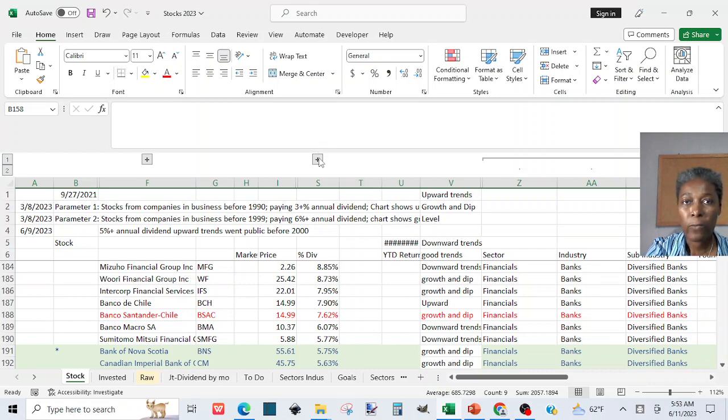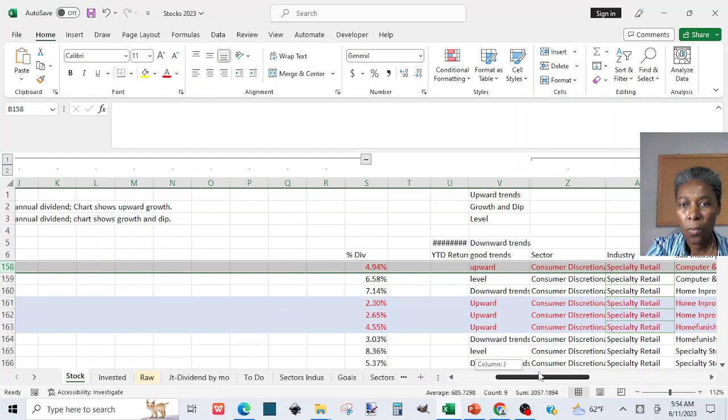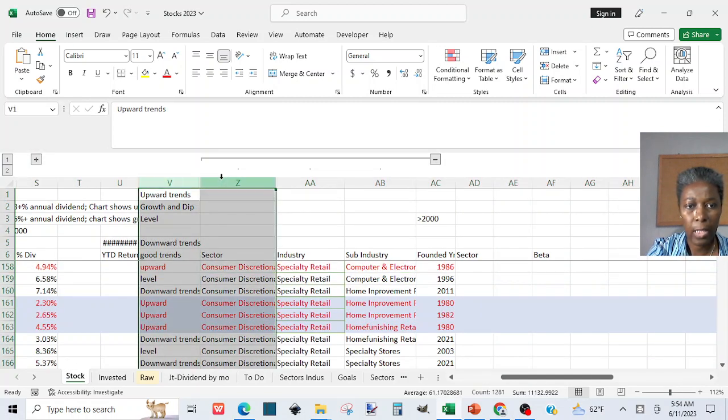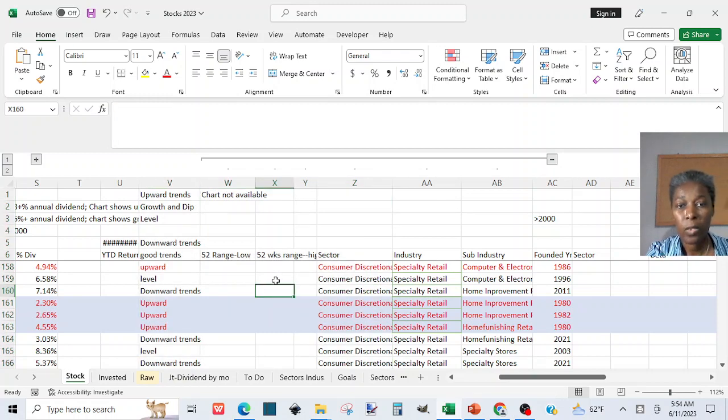You'll have a column for 52 weeks low, and 52 weeks high. Let me see here. I think I have it in this section. And that is the price: the lowest price reached within 52 weeks and the highest price reached within 52 weeks. So you will have columns for those. You are going to use those criteria to find the one you are going to invest in. So you fill out the columns over time.